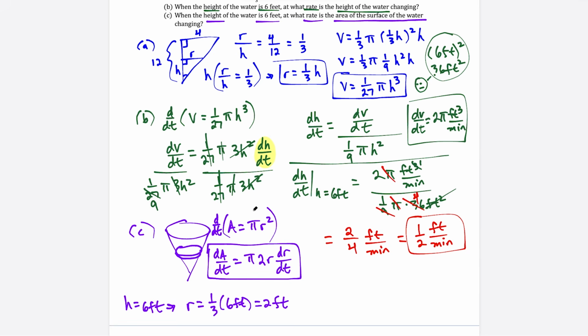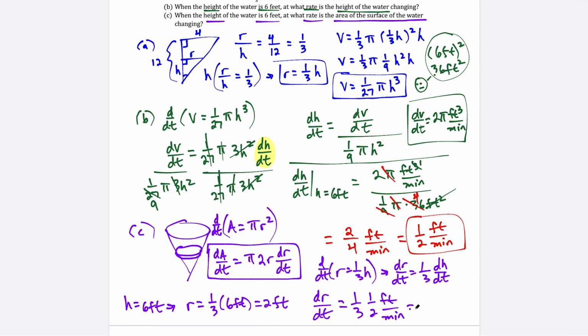But we also have to know, what is dr dt? Well, if we take the derivative with respect to time of r equals 1/3 h, this is going to tell us here that dr dt is equal to 1/3 dh dt. And notice here that we're at the same level as we were in part B, when the height of the water is 6 feet. So we found in part B dh dt when h was equal to 6 feet, and it was equal to 1/2 feet per minute. So to find dr dt, we're just going to plug in here. We're going to have dr dt is equal to 1/3, and we just multiply by 1/2, and then we have feet per minute like this.